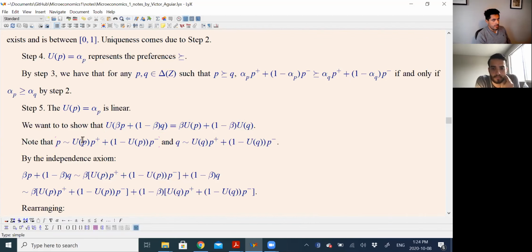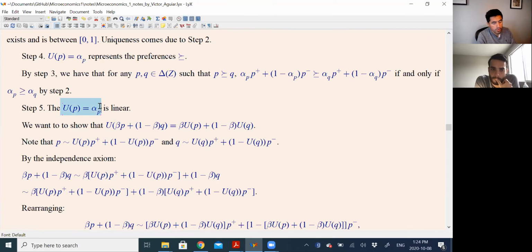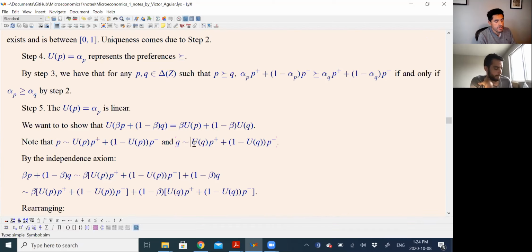And then note that by definition, P is indifferent to the mixture with parameter U of P, U of P times P plus plus 1 minus U of P times P minus. Notice here we just do a change in notation, right? By step 5, we know this is equivalent. So we just replace the alpha P by the U of P. Agree? Okay. So I do the same for Q. And of course, this has a different mixing parameter, U of Q.